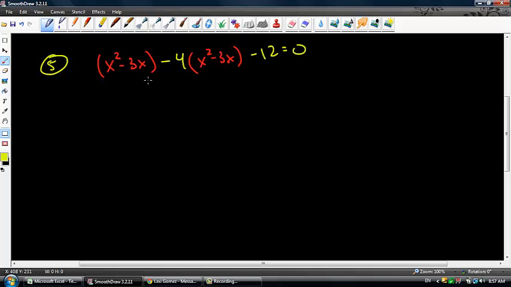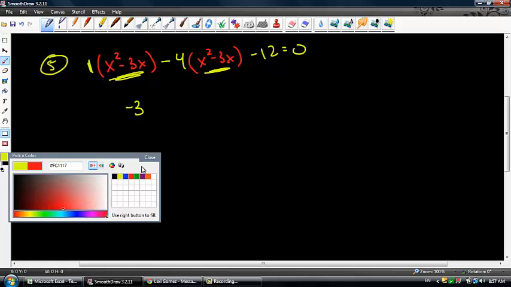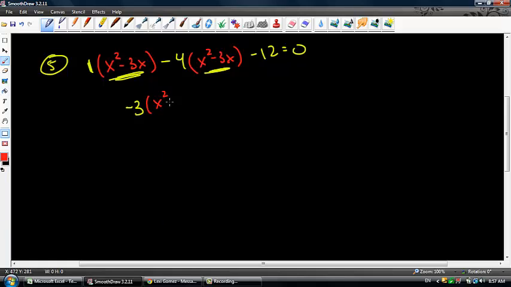Now, if in fact the problem is this, then I amplified, right? I guess I changed the color of the x squared minus 3x's to show you that what you really have here is you really have one thing and you're subtracting 4 of those things. So one thing minus 4 things is negative 3 things. And those things happen to be an x squared minus 3x. And then somehow you got this negative 12 randomly hanging out there. So from here, it's simple.